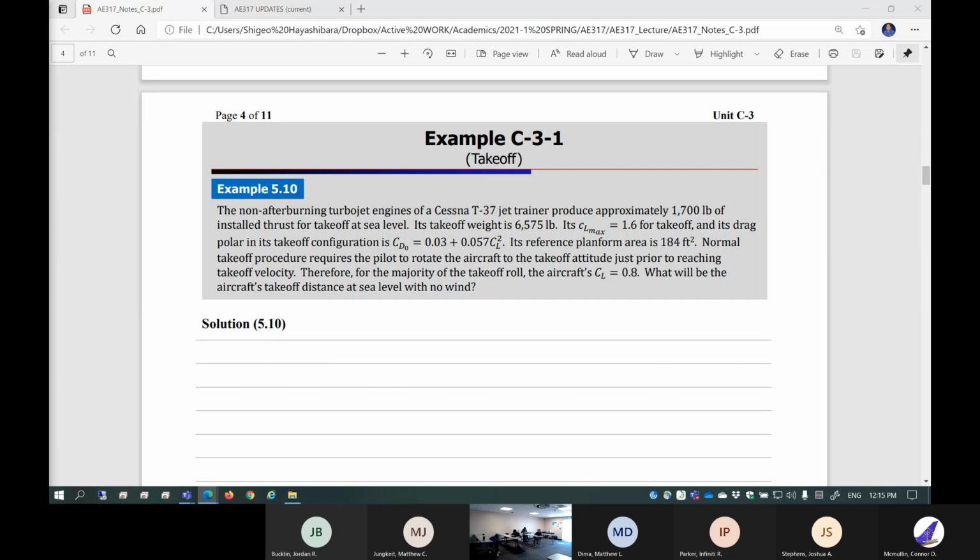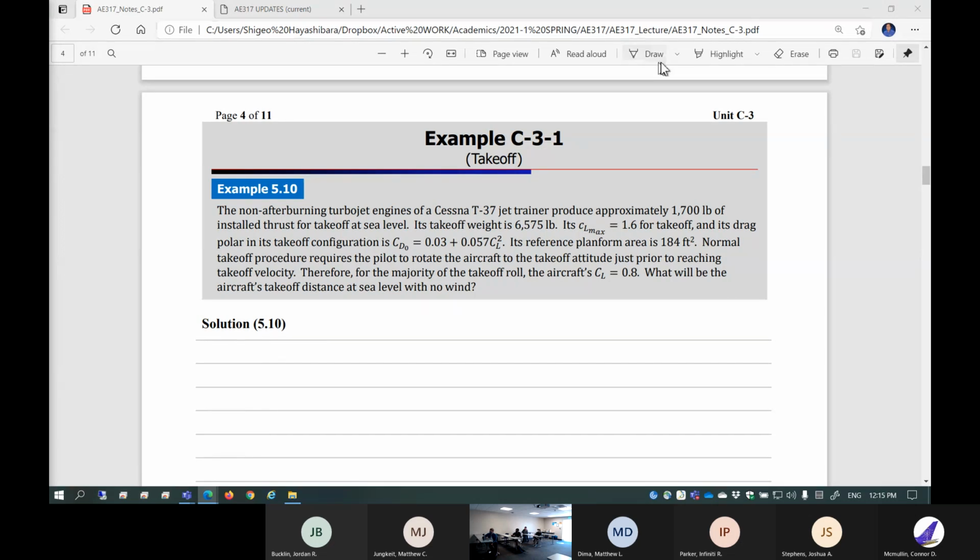This is the non-afterburning turbojet engine of a Cessna T-37 jet trainer, producing approximately 1,700 pounds of installed thrust for takeoff at sea level. Its takeoff weight is 6,575 pounds. It's so accurate. I don't know how you get that kind of data, because this is Air Force Academy. They know those things. Its CL max is 1.6 for takeoff. It's probably fully extended.